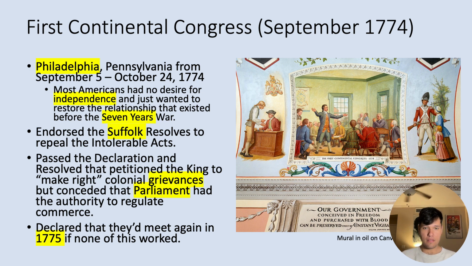The Congress agreed that if nothing had changed, they would meet again in the year 1775, and this was an important step towards unifying the colonies, right? So, from the time period September 5th to October 24th, 1774, this is what's going on during that time. The Americans did not want their independence from Britain, but they wanted to restore something. So that's what's going on during that time. Pretty much, we'll get more in depth during these next couple slides.